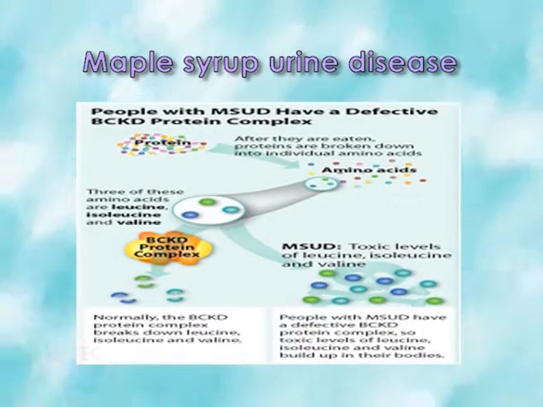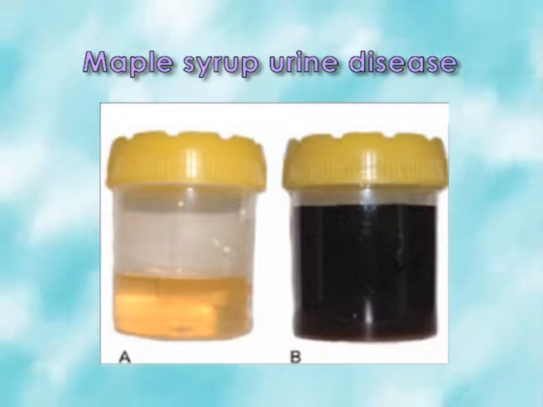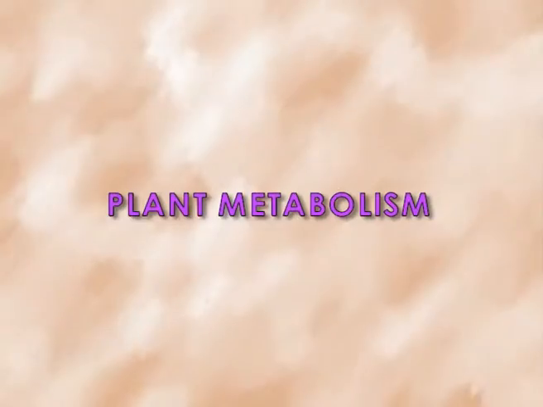Maple syrup urine disease actually happens related to the alpha keto acid dehydrogenase enzyme complex, and here the alpha keto acids of valine, isoleucine and such amino acids cannot be converted, and we can find the urine has a sweet smell coming out from the children.